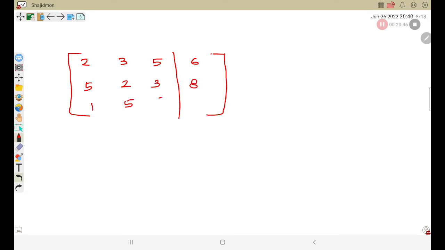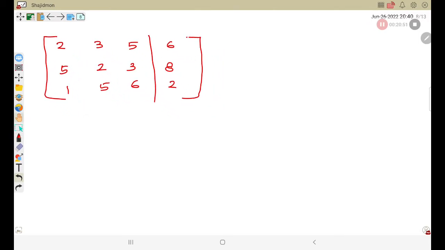For example, if it is not 1, say you are getting a matrix like 2 3 5 6, then 5 2 3 8, then 1 5 6 2, like this. For example, the first number is not 1. It is not necessary to be 1, but better to change it to 1 for calculation purposes. Easy, we can do it. So it is not 1 here, so what you do now is check the numbers down in the same column.